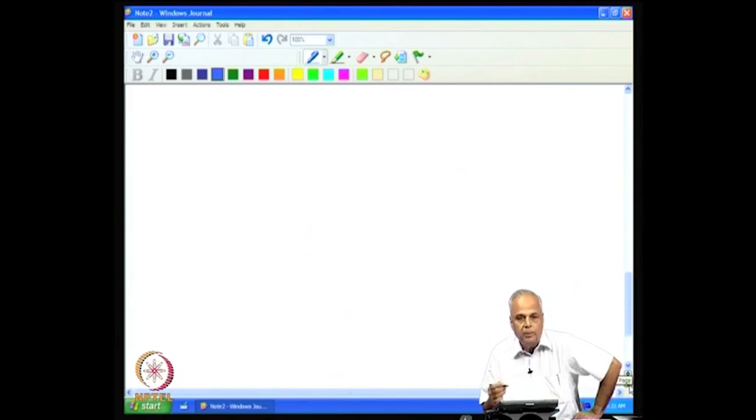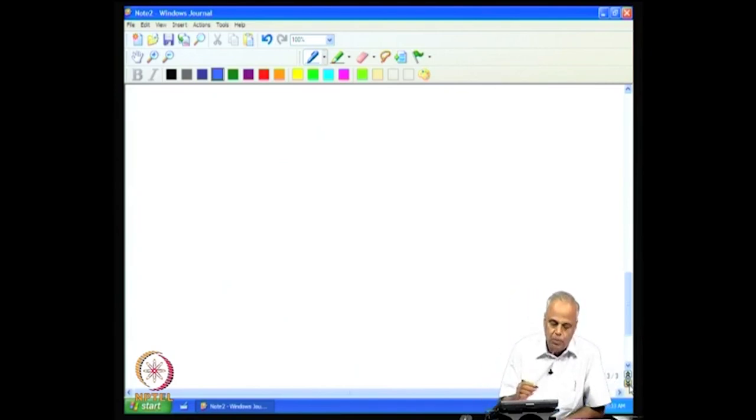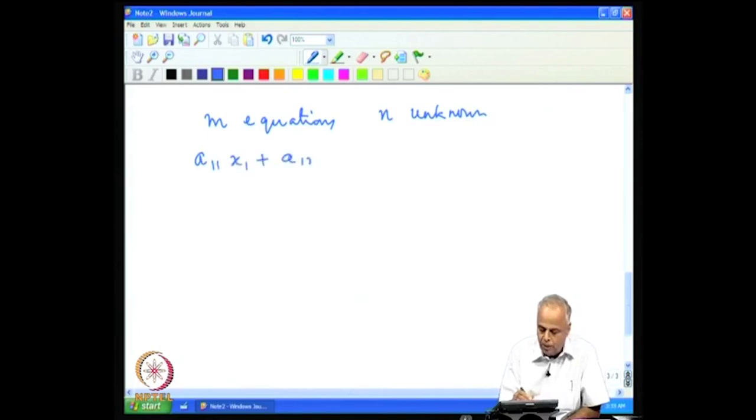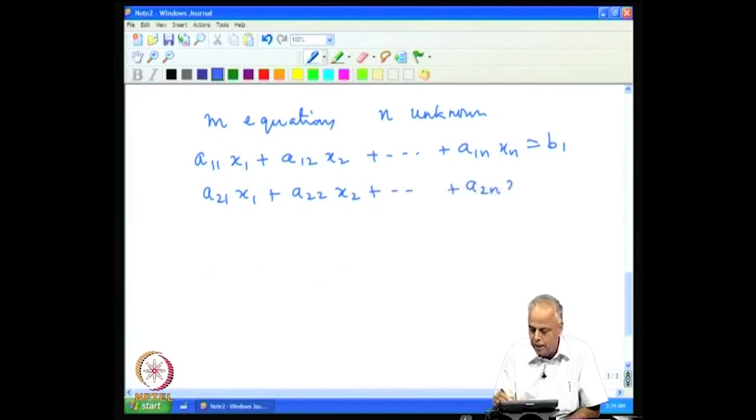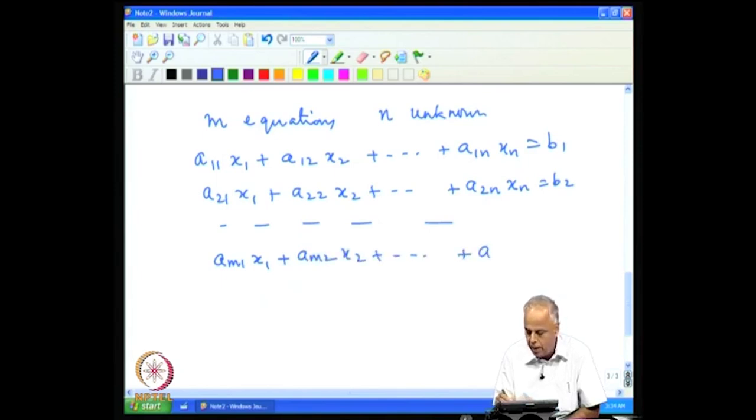Now, it is clear from this discussion that we could also have a situation with no solutions. In general, we would be interested in considering m equations in n unknowns. This is generally written in the notation a11x1 plus a12x2 plus etcetera plus a1nxn equal to b1, a21x1 plus a22x2 plus etcetera plus a2nxn equal to b2, and so on, and the last equation is am1x1 plus am2x2 plus etcetera plus amnxn equal to bm.